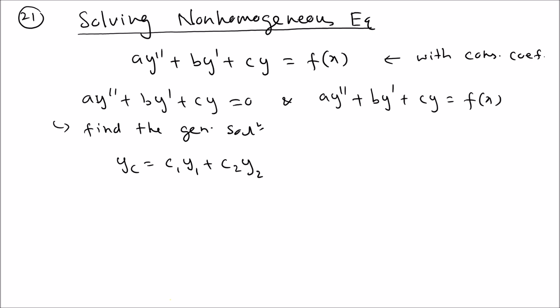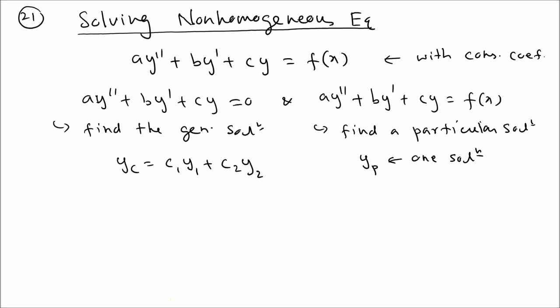And for the other one, we find one solution. So find a particular solution. We're going to call this y_p. So just one solution. We don't need many, only one solution.